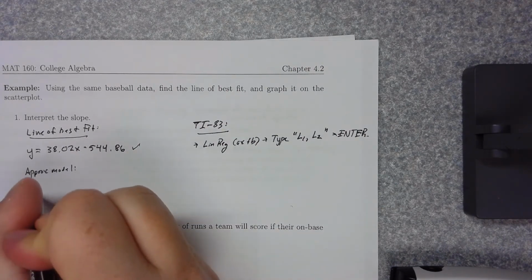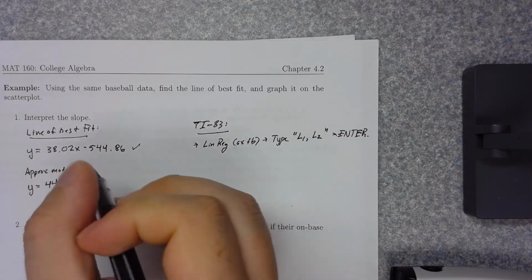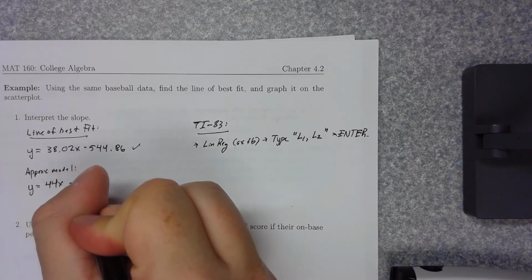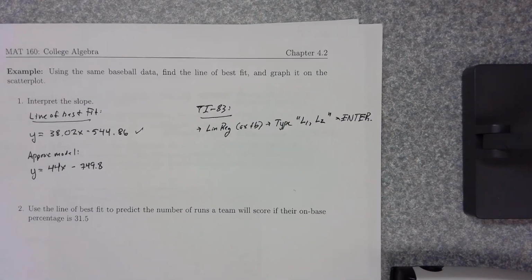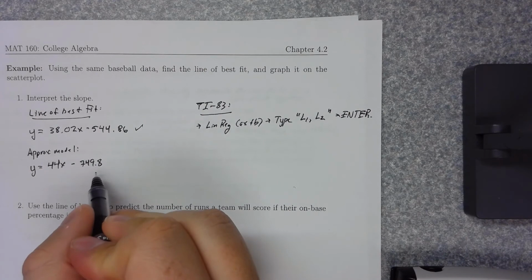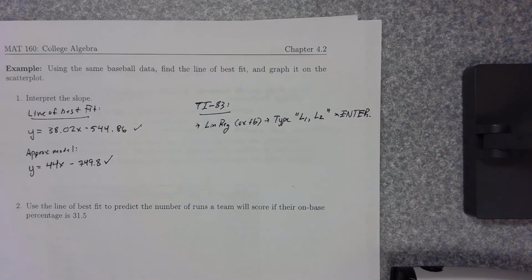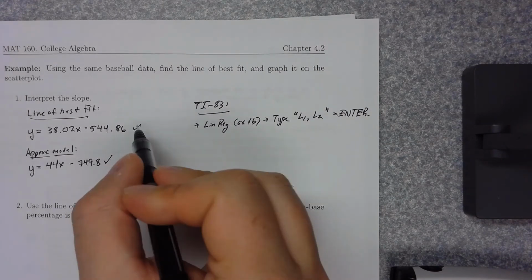The approximate model we found was y equals 44x minus 74.98. So this is the best. This one is okay. It's not bad. We want to use that one.